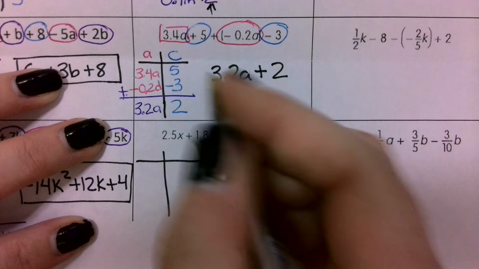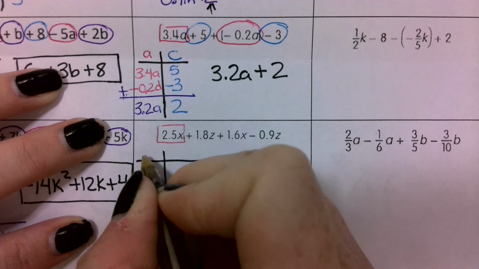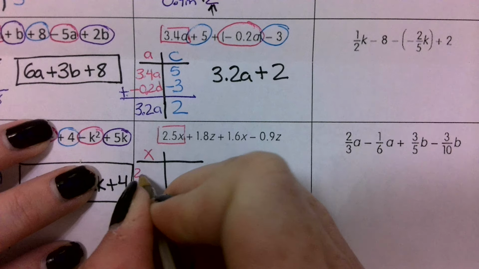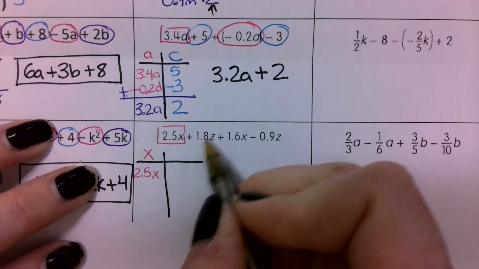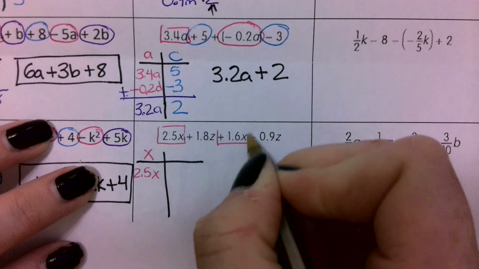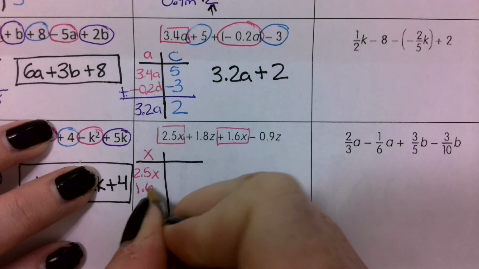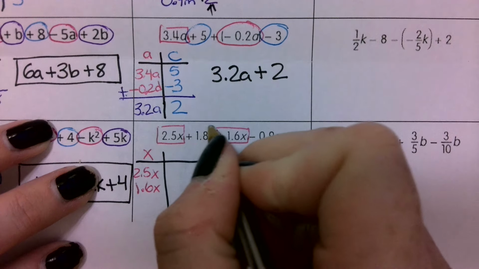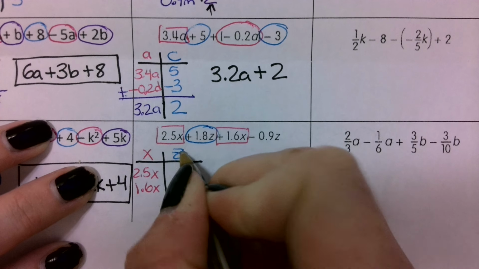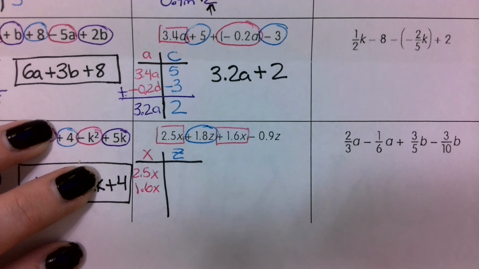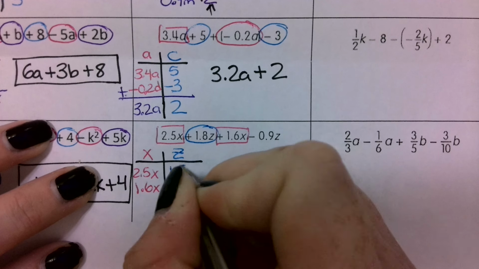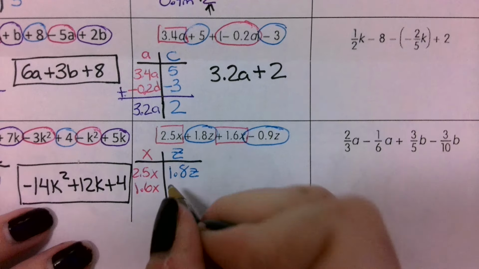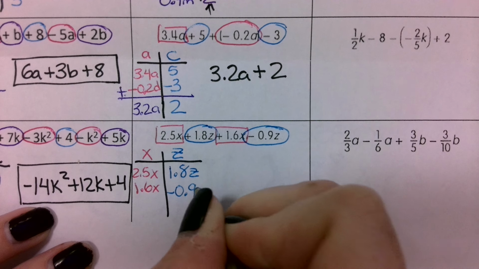First term is 2.5x, so I'm trying to talk about my x terms. So I have 2.5x, that's a z. Oh, I've got another x, 1.6x, and that's all my x's. Next, I have my z terms. I put a little line through my z's because my z's tend to look like 2's. So I have 1.8z, and I've got negative or minus 0.9z.